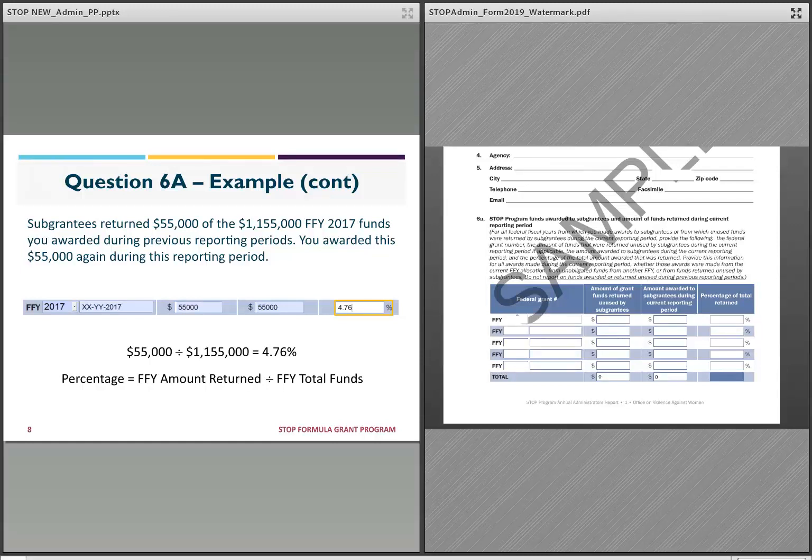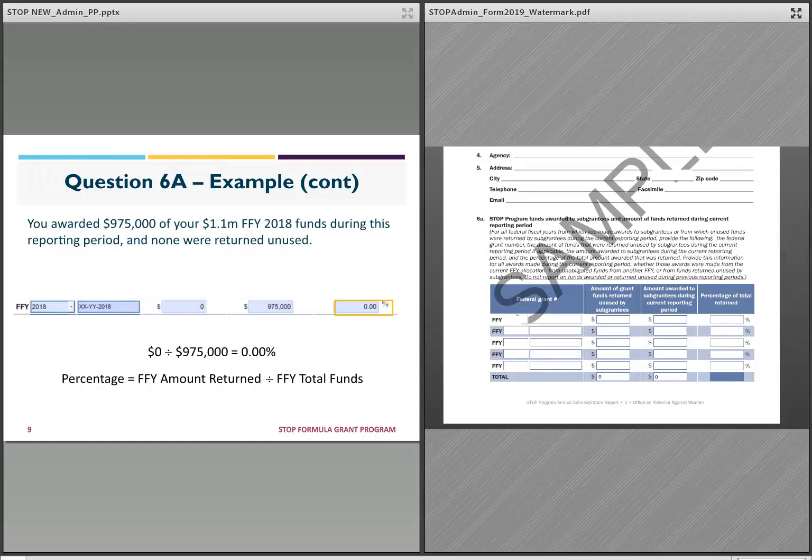To get the percentage of the total returned for this federal fiscal year, you will take that $55,000 that was returned and divide it by the total $1,155,000 that was originally part of the federal fiscal year 2017 STOP grant funding. And you would report 4.76 in this percentage question.